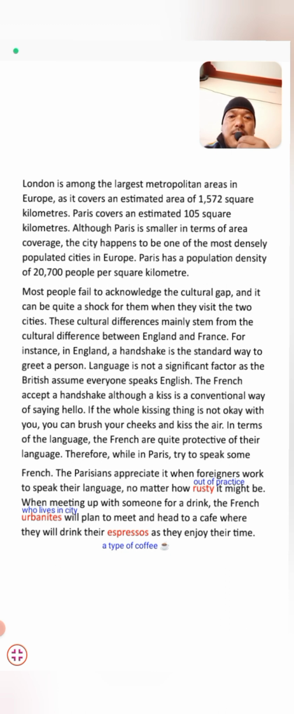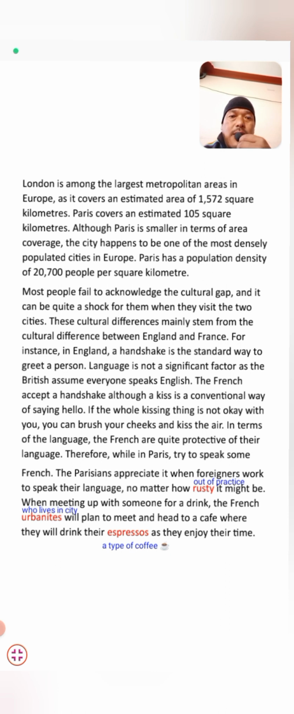For instance, in England, a handshake is the standard way to greet a person. So a handshake is the formal way of greeting. Language is not a significant factor, as the British assume everyone speaks English. Language is not a big issue in England, because the British know that everyone can speak English.